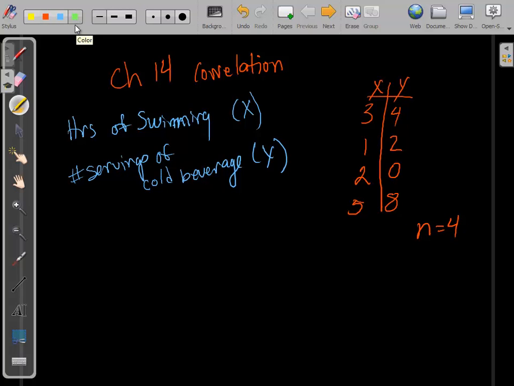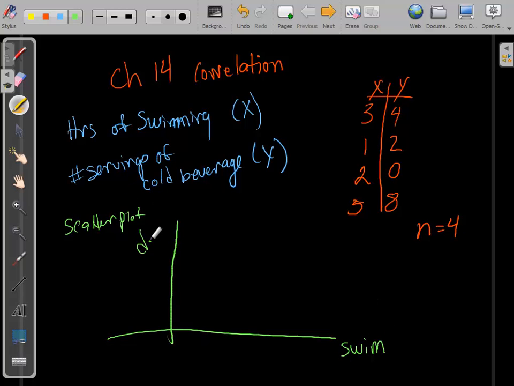And what we want to do first before correlation is do a visual representation of the relationship. So we're going to create a scatter plot. We have X and Y, so let's graph. This is swimming, and this is drink, beverage. This first person, I'll do it in yellow: 3 hours, 4 drinks. This person, 1 hour and 2 drinks. This person, 2 hours and no drinks. They're all the way down here. And this person, 5 hours and 8 drinks. That's way up here.